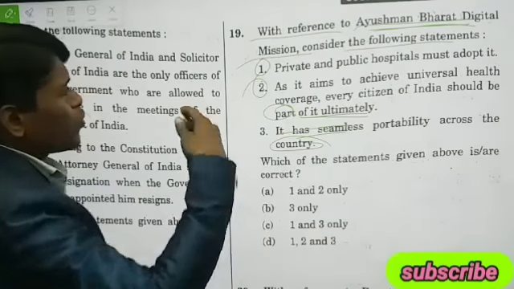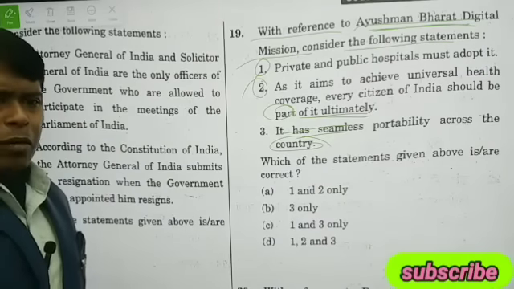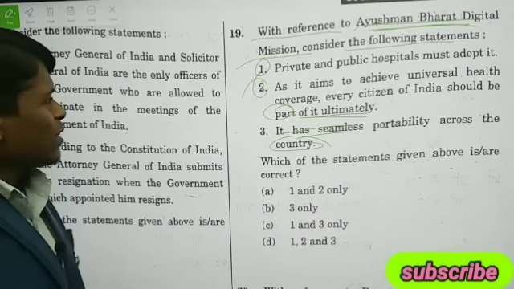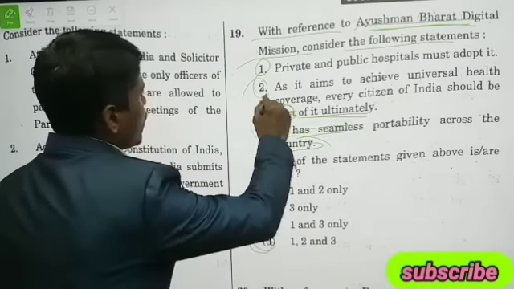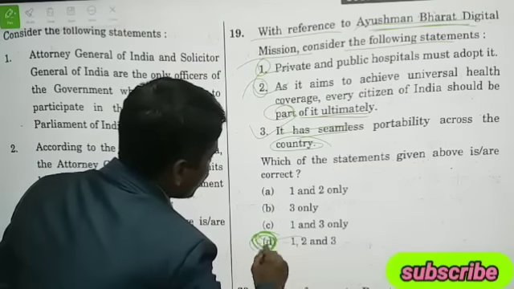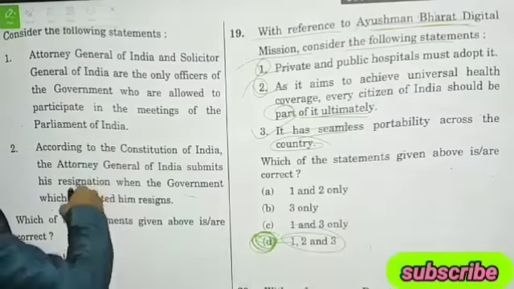These are with reference to Ayushman Bharat. These are Prime Minister Modi's Ayushman Bharat card. This is question D. Correct option D. These are correct options 1, 2, 3.